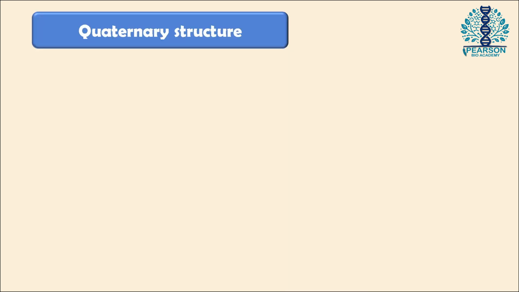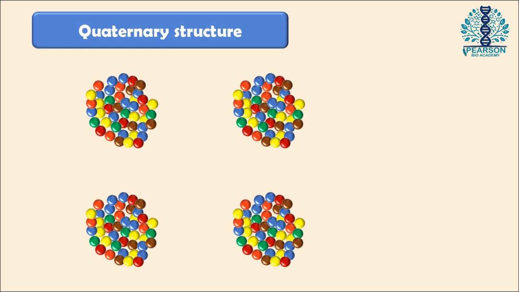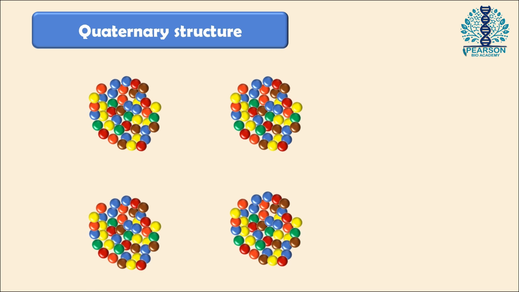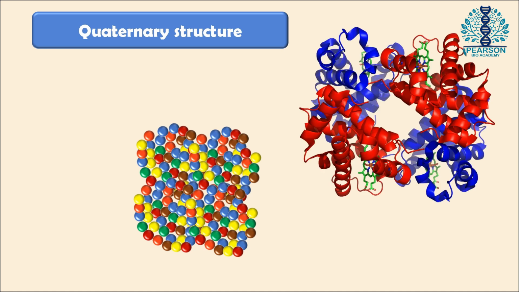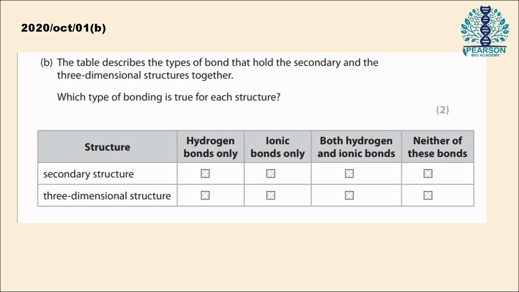In the quaternary structure, two or more three-dimensional polypeptide chains join together to form a single functional protein complex. A classic example is hemoglobin, which consists of four subunits working together to transport oxygen efficiently. Let's quickly analyze this question which appears in the 2020 October paper.